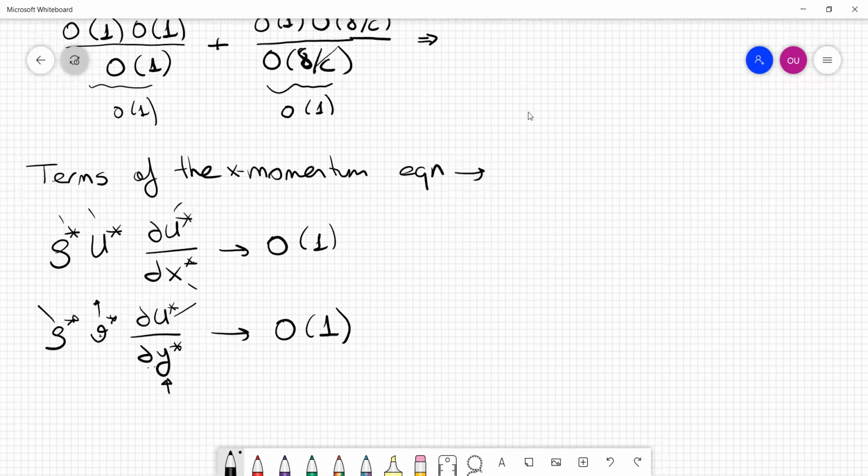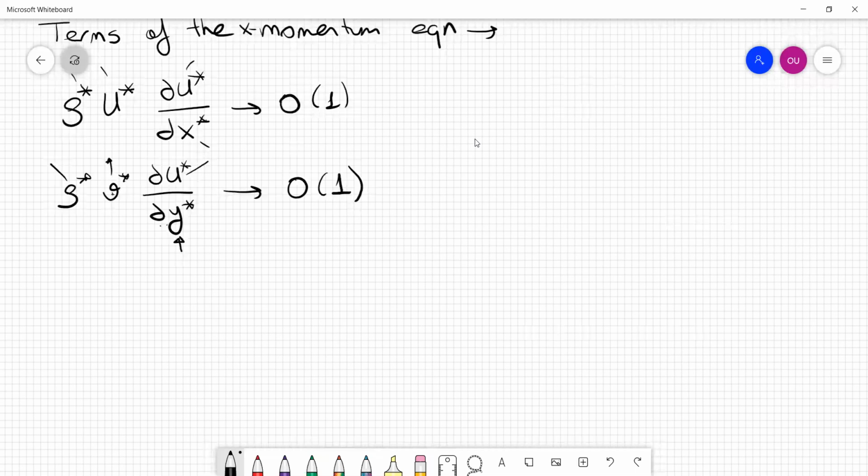What else do we have in the equation? We have the pressure gradient term, dp star over dx star, in the x momentum equation. p star is p over p infinity, so this is order of magnitude of 1, and x star is order of magnitude of 1, so this is also order of magnitude of 1. So until this point, we didn't lose anything. The order of magnitude analysis says don't ignore any of these terms, just keep them in the equation. But we have two more terms. Let's see what they are.